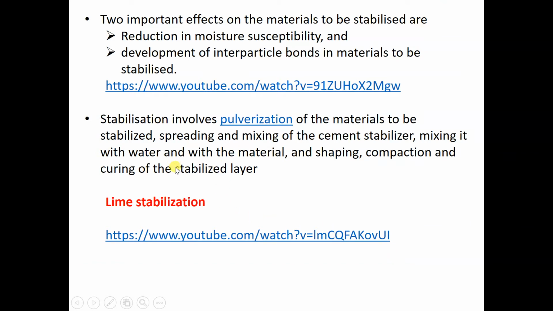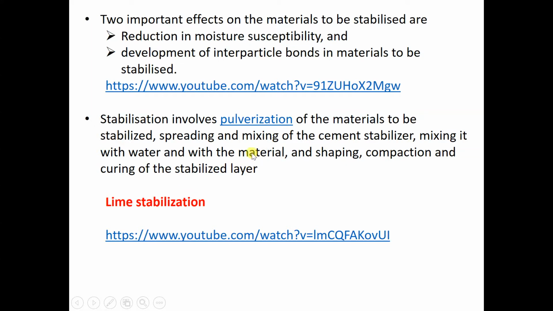Okay, the stabilization involves the pulverization of the materials to be stabilized, spreading and mixing of the cement stabilizer, mixing it with water and with the material, reshaping, compaction, and curing.